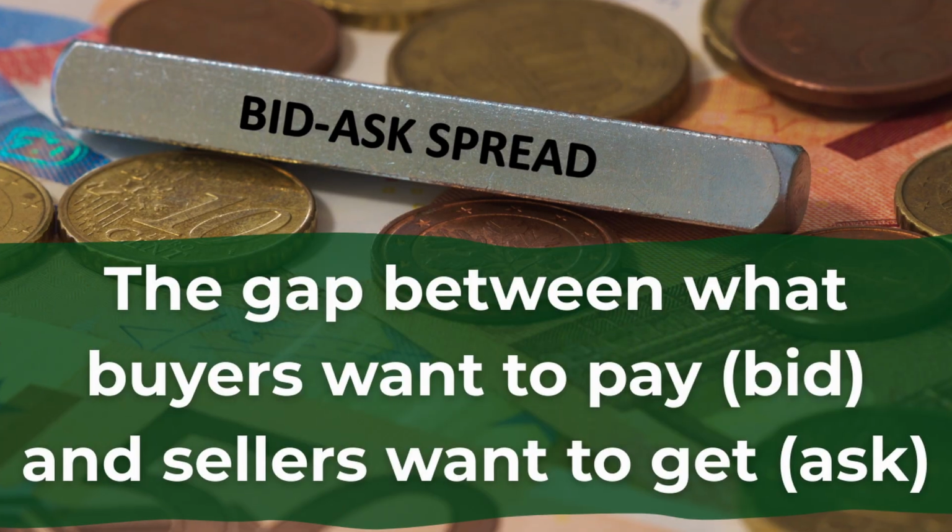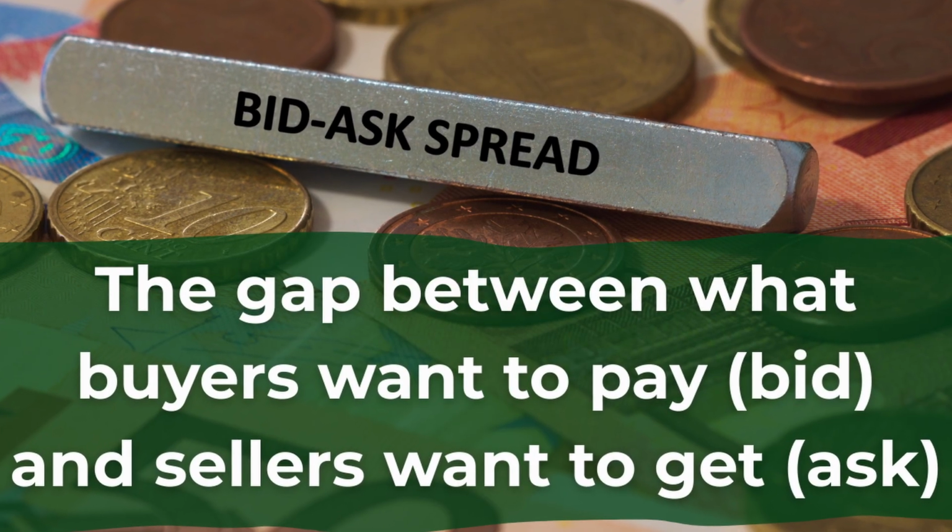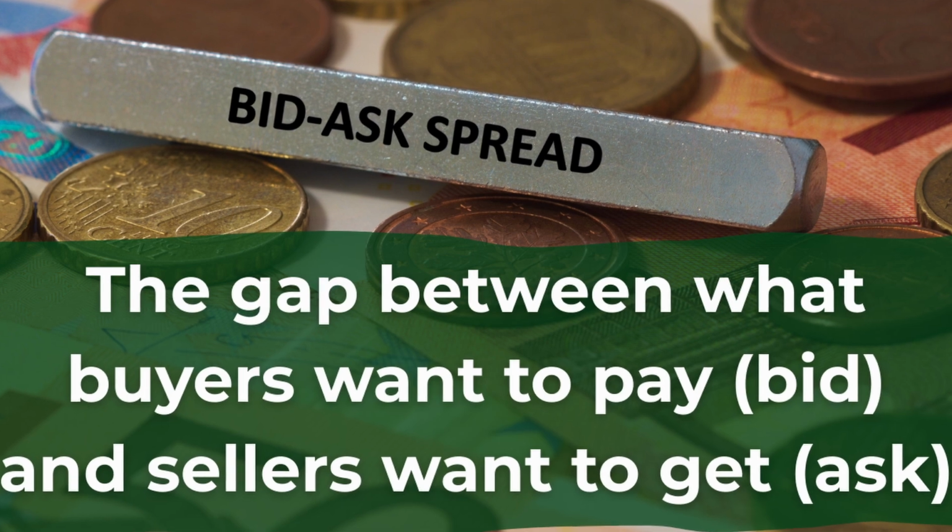Bid, ask, and the spread. This is the gap between what buyers want to pay, their bid, and what sellers are asking for, what they want to get. If a buyer offers $98 and a seller wants $102, the $4 gap is the spread.